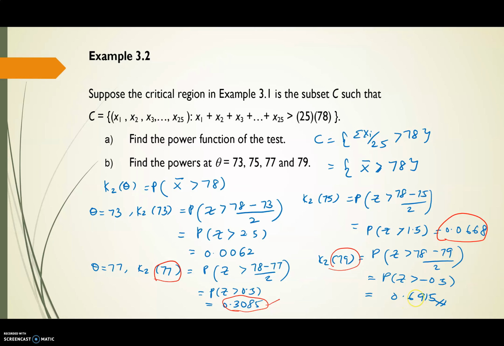Compared to the previous test, we had around 0.9. So that means this second test is still unsatisfactory. That is, test 2 is not wholly satisfactory. So we should look at more desirable features of another test. Okay, as we proceed to the third example.